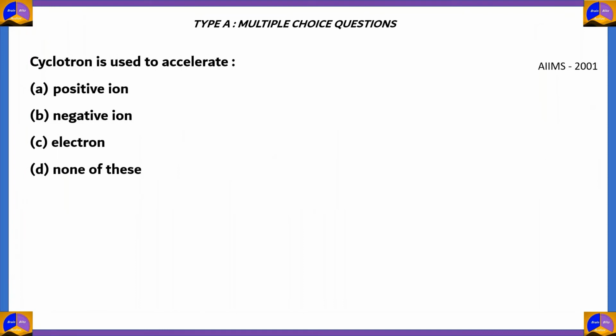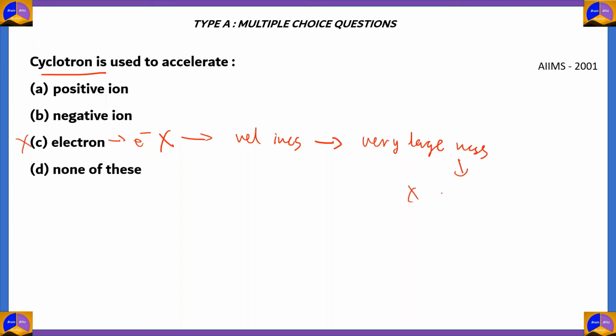Next question. A cyclotron is used to accelerate: A, positive ion; B, negative ion; C, electron; D, none of these. So let's look at each of our options. Option C, electron. Now, when we learn about cyclotron, we know that an electron is not used in a cyclotron. So option C is incorrect. The reason why is that as the velocity increases, we get a very large mass. So we have a problem in synchronization.